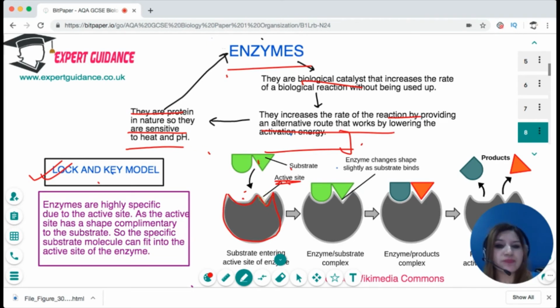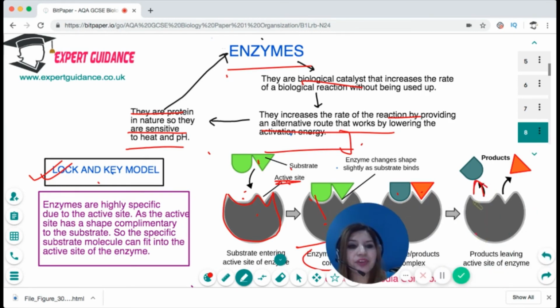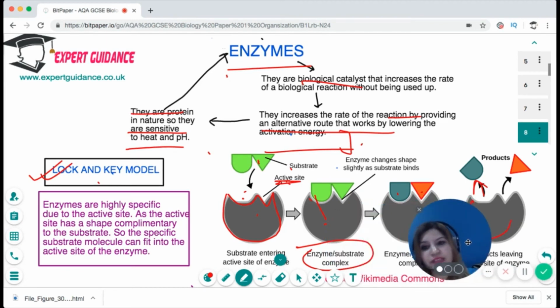The substrate binds to the active site, forms an enzyme substrate complex. The enzyme substrate complex reacts to form an enzyme and the product, and it disintegrates to give the product back, and your enzyme gets regenerated. So remember, enzymes are highly specific due to the active site. As the active site has a specific shape which is complementary to the substrate, only the specific substrate molecule can fit into the active site of the enzyme.